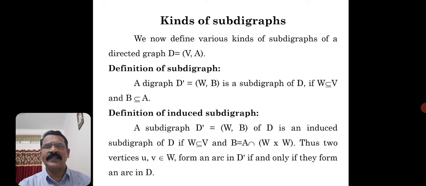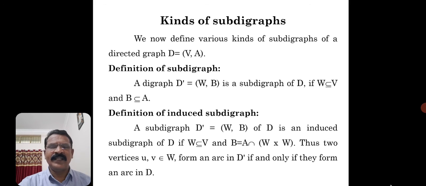There also we have considered a graph G with the vertex set V and edge set E. If W is a subset of the vertex set V and B is a subset of the edge set E, there also you can say subgraph. The vertices and edges of the subgraph are from the graph G itself. Here also we have considered a subdigraph whose vertex set and edge set are the vertices and edges of the digraph D. Okay, so this is one subdigraph.